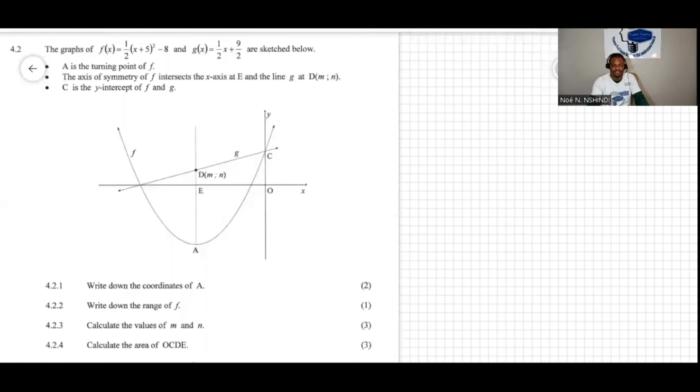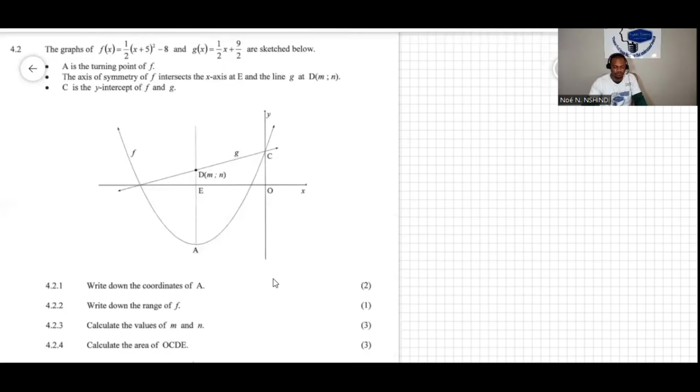Well, we have another question here, question 4.2. The question says that the graph of f of x equal to a half times (x plus 5) to the power of 2 minus 8, and g of x equals a half x plus 9 over 2 are sketched below. A is the turning point of f. The axis of symmetry of f intersects the x-axis at E and the line g at D. C is the y-intercept of f and g.